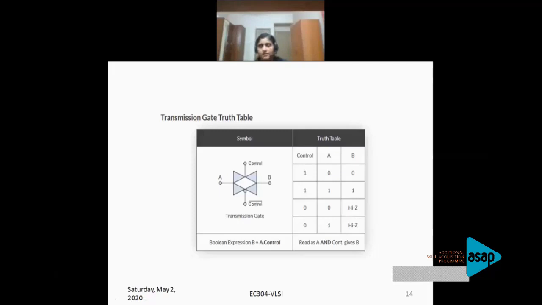Yes, ma'am. Ma'am, we have another question. Are we considering only NMOS while summing in the transmission gates? Yes, we are considering only NMOS while summing in the transmission gate, just like what we have considered for pass transistors. So here itself, we can write the Boolean expression B as A dot what value you have given as a gate signal to the NMOS. So A dot A and control.